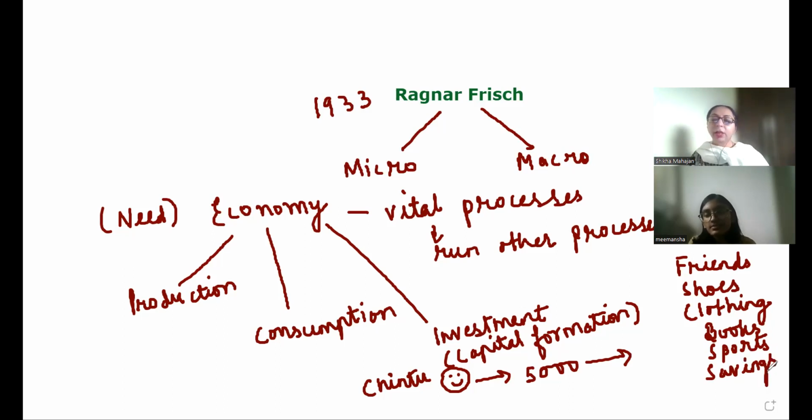He's also thinking that he can save the money. Can you see how many alternatives he has? All these are options. Now can he buy all these things out of this 5,000? No. So the problem here, why we study economics, is resources.